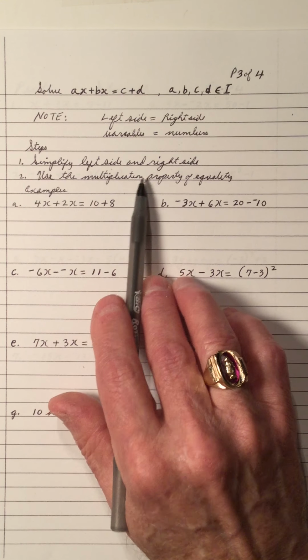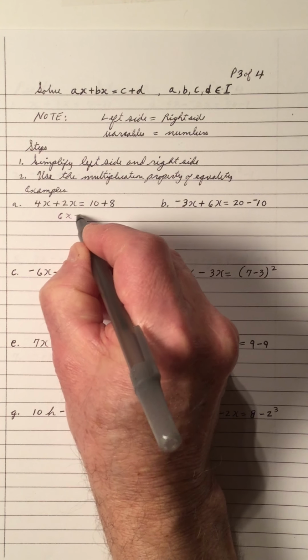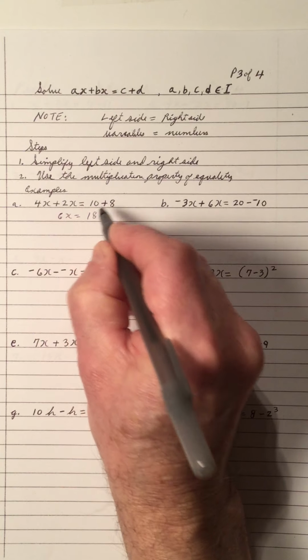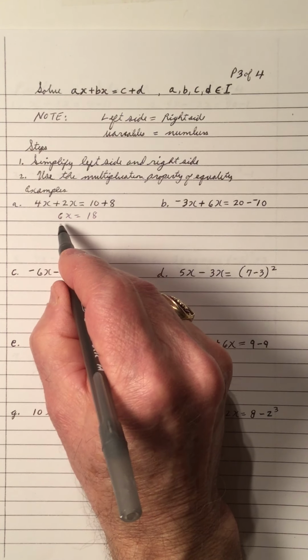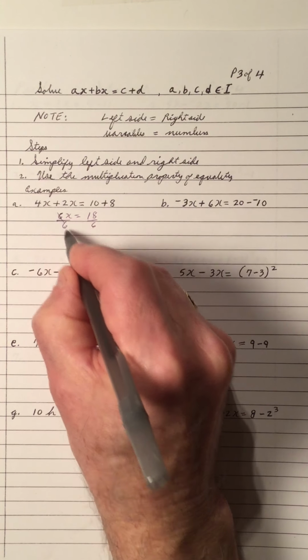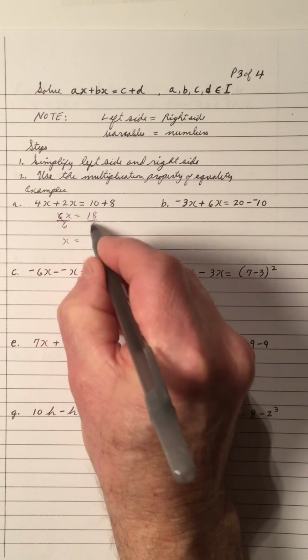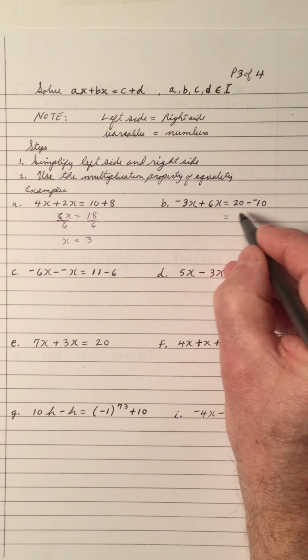Here we go. Examples. 4x and 2x is 6x. 10 and 8 is 18. I have added up the left side, added up the right side. Notice the x's are on the left, the numbers on the right. Now I divide by 6. 6 cancels, I get a 1. 18 divided by 6 is 3. And we've got an equal sign.